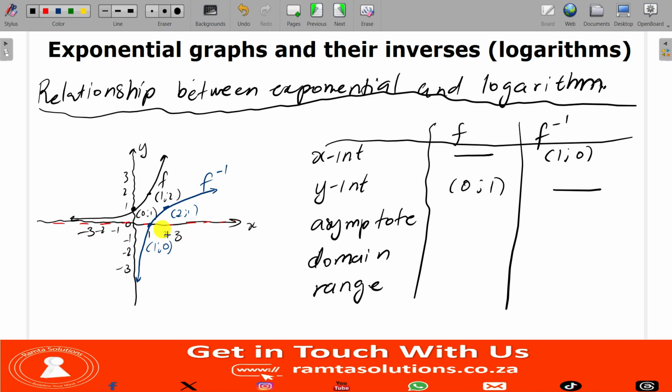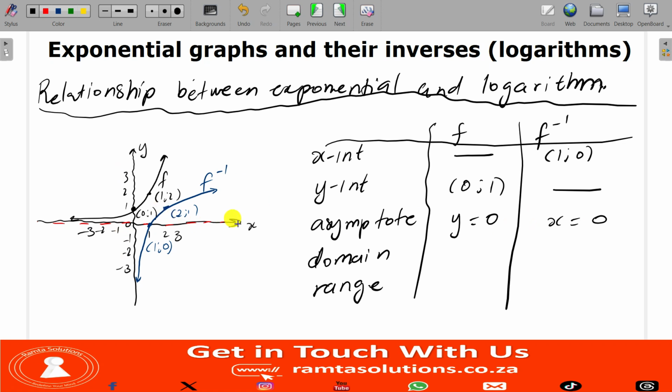What is the asymptote of the original? Y equals 0. Do you guys see this? And what is the asymptote of the inverse? As you can see, it is approaching the y-axis but not touching it. This is where x is equal to 0. So x equals 0, right?